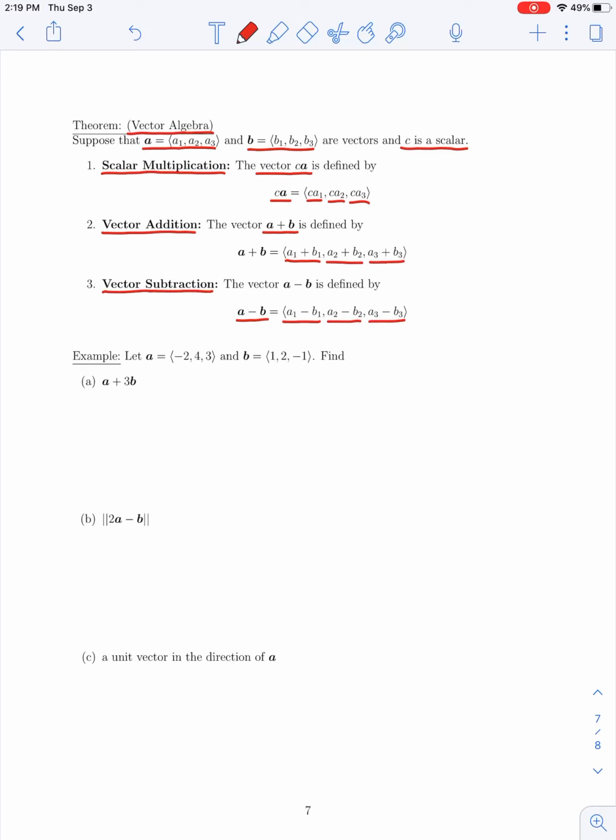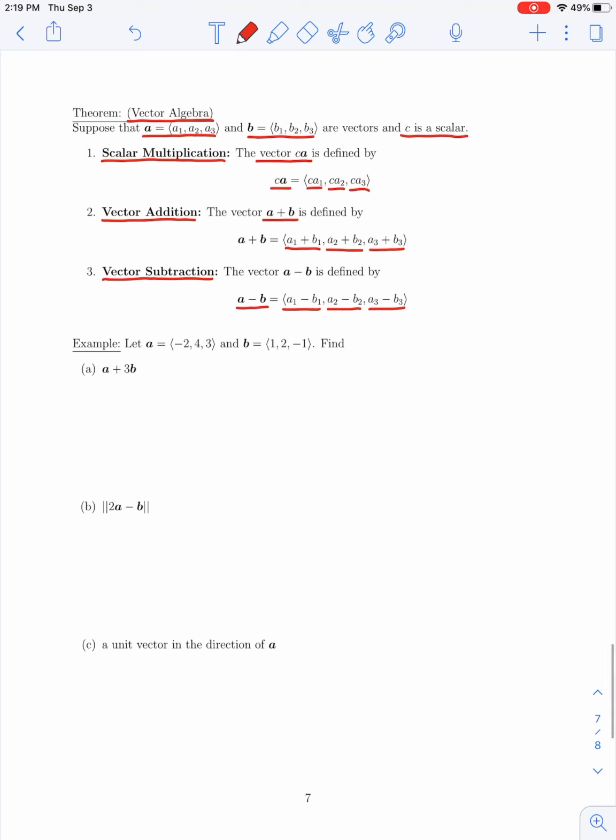So to finish up in this section, let's look at an example where we will perform a few operations on vectors in 3 dimensions. In this example, we're given the vector A, which is -2, 4, 3, and B, which is 1, 2, -1, and we're asked to find A plus 3B.